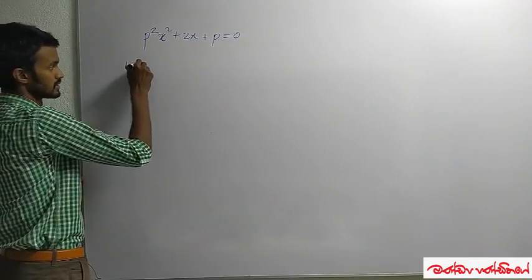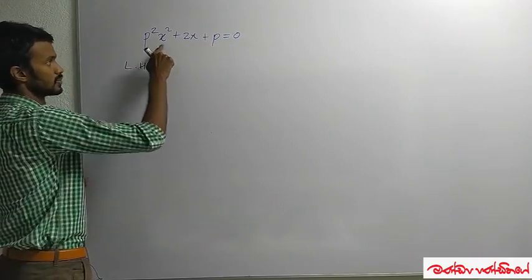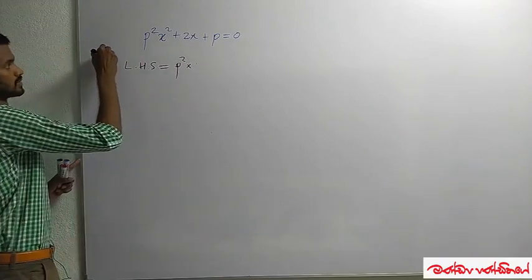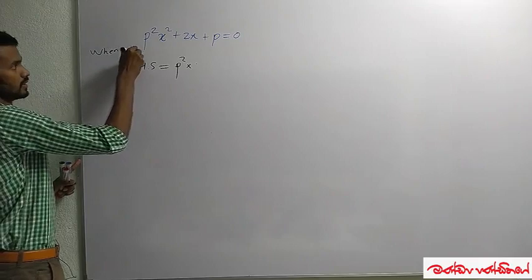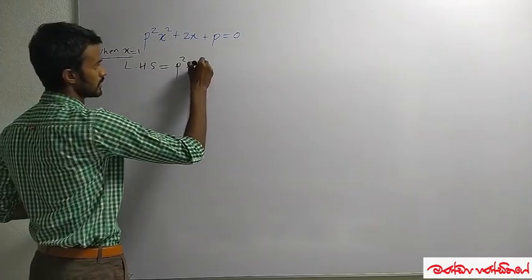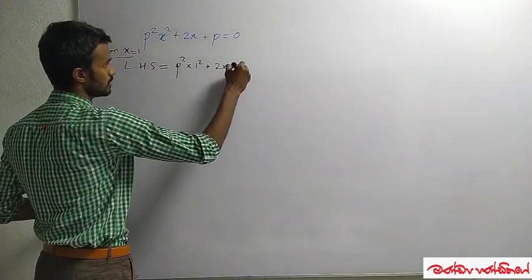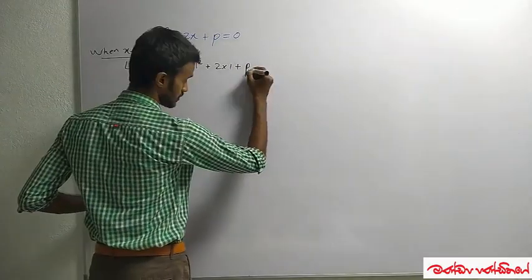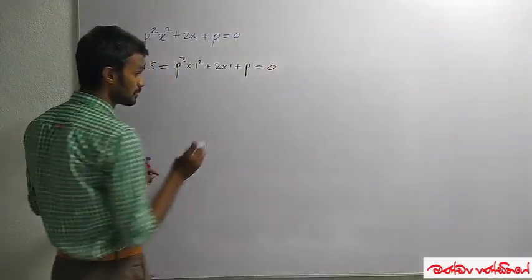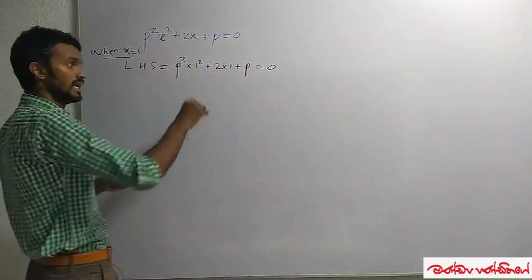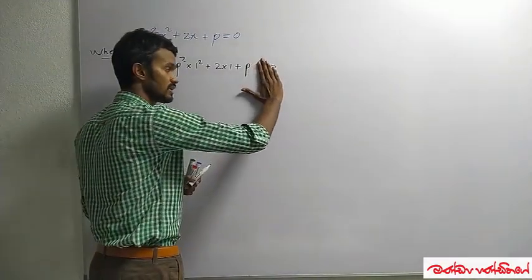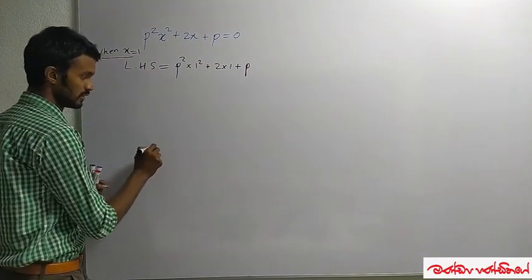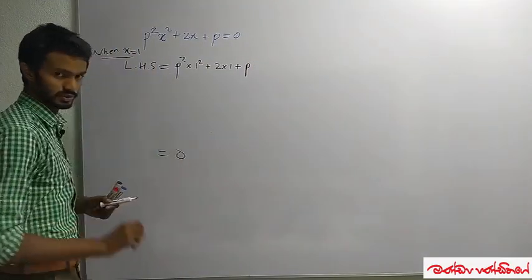So I'll take the left hand side and substitute 1. I get p squared into 1 squared plus 2 into 1 plus p. Don't write that this is equal to 0, okay? Because I'm going to show that this is not equal to 0. Even if this were equal to 0, we can't write it like that here. I have to simplify this and show that it is equal to 0.